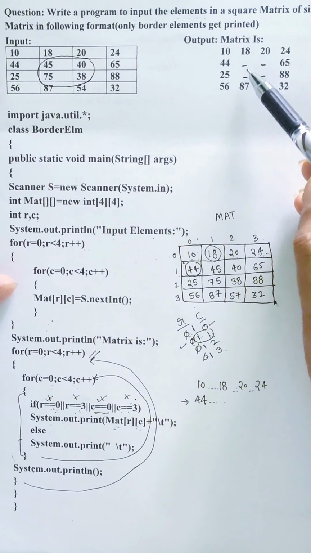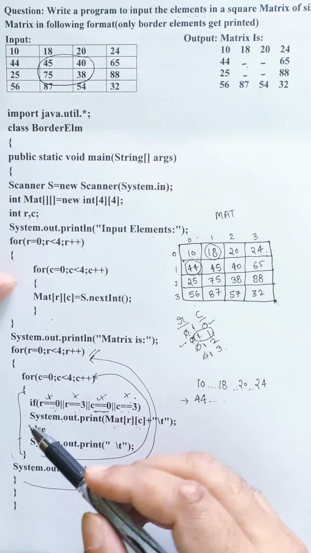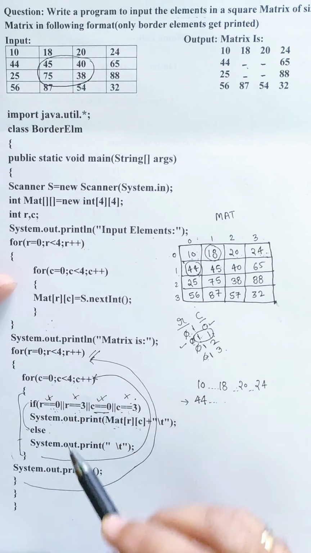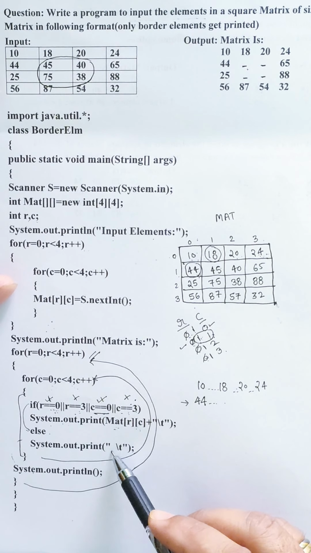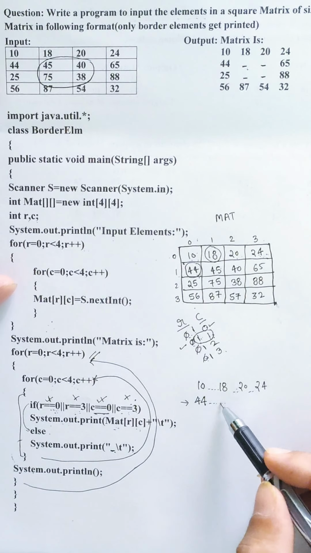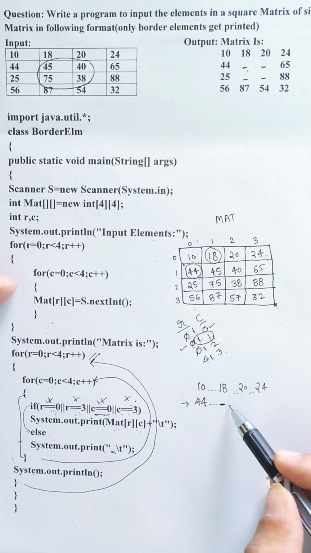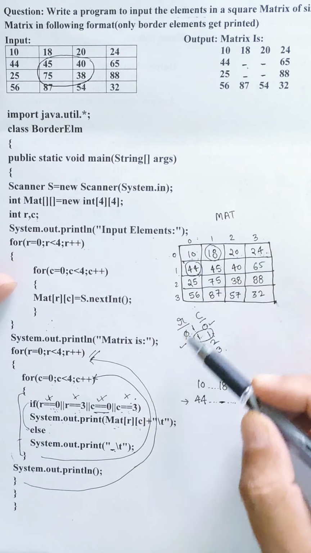And children, you know that we don't have to print the non-border element. So then control will move to the else part, and see what is printed there. System.out.print tab, and before the tab I have given a blank here. So what will happen here, beta, a blank will be printed and then a tab.